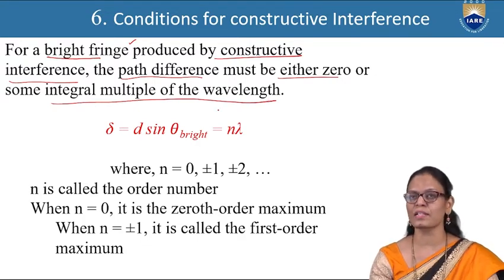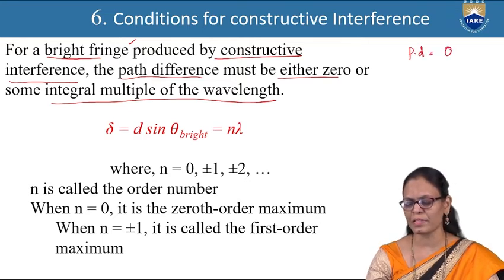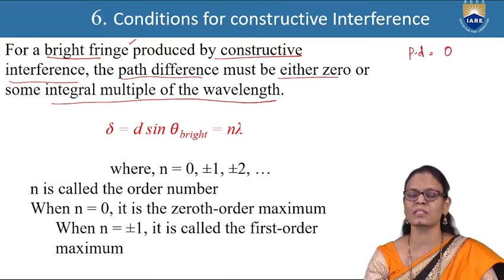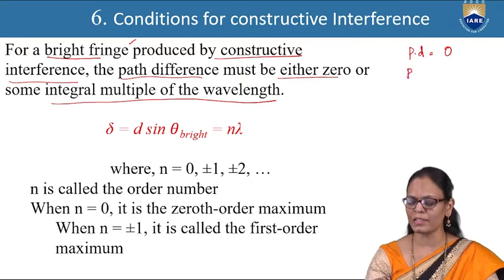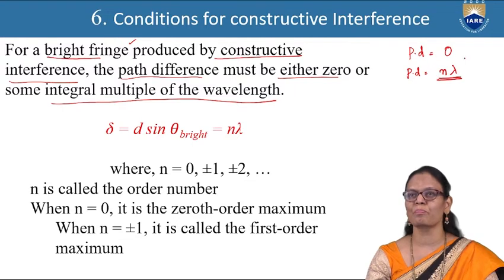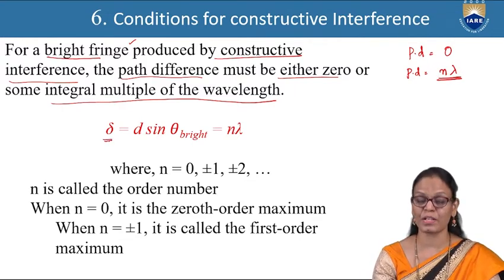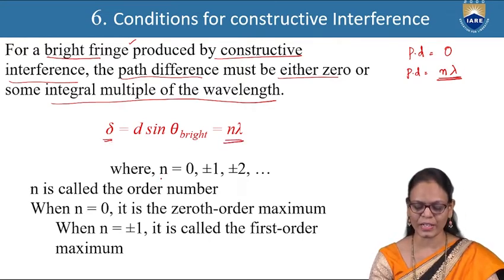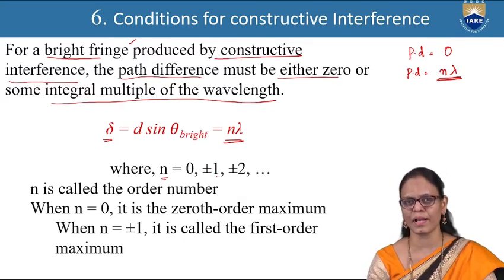So what we are trying to understand here is, if we are talking about the path difference, it can be 0, which means there is no difference in the path traveled by the two waves arriving at that point simultaneously, or the path difference should be an integral multiple of lambda. So path difference can be n lambda. We are denoting the path difference by delta. So delta is equal to n lambda, where n can take the value 0, plus or minus 1, plus or minus 2, and so on.